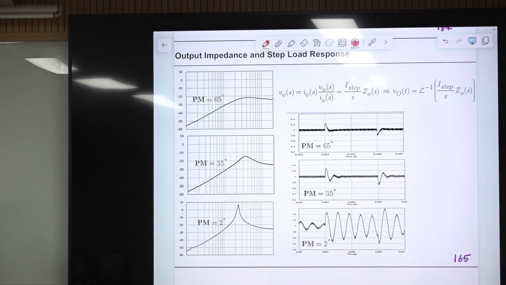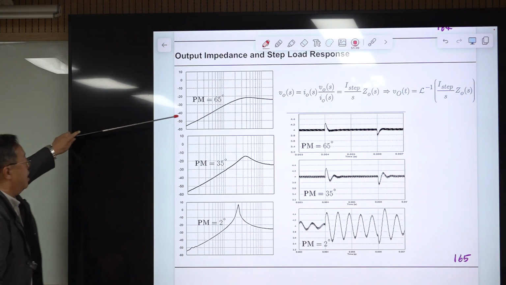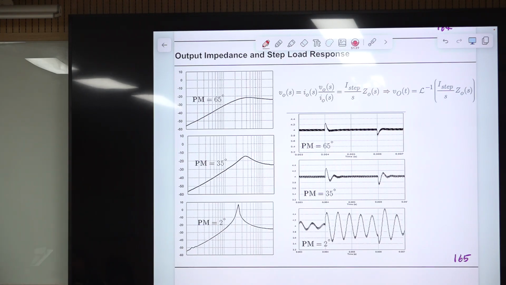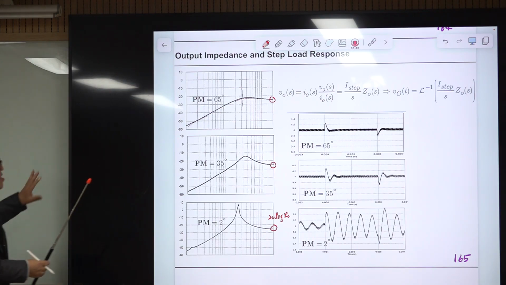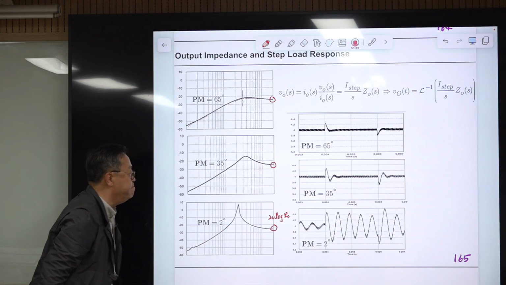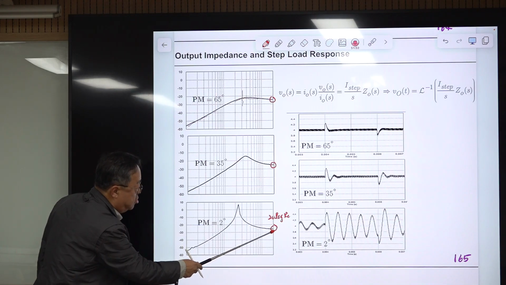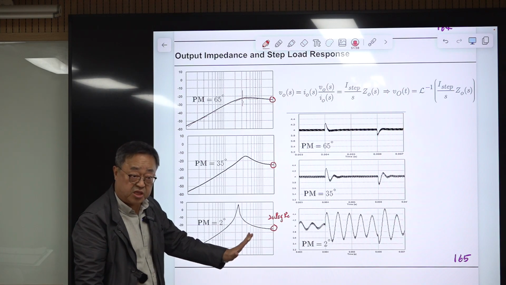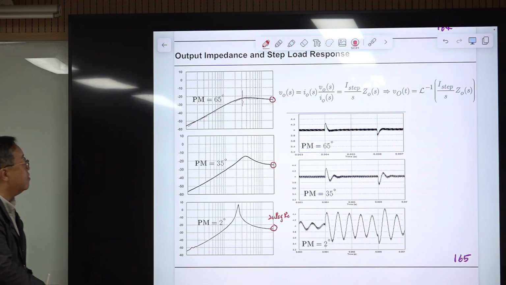Okay. So phase margin was 65 degrees, and this is 35 degrees. This is just 2 degrees, and output impedance showed different characteristics, but all of them merge to this value, which is 20 log RC, because loop gain is not related in this region. This is totally determined by the power stage characteristics. So if you want to reduce this, you should use a capacitor with small ESR, which is more expensive than a regular one. All right.